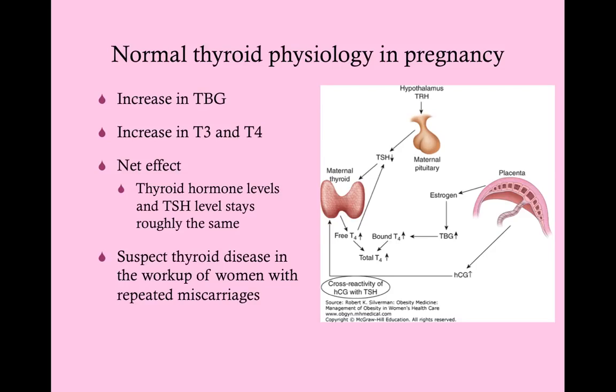You're always going to get a TSH in a woman who's not able to get pregnant or has repeated miscarriages, because thyroid disease can be behind that. So keep that in mind. Woman with repeated miscarriages, one of the things of many that we're going to check out is her thyroid function.